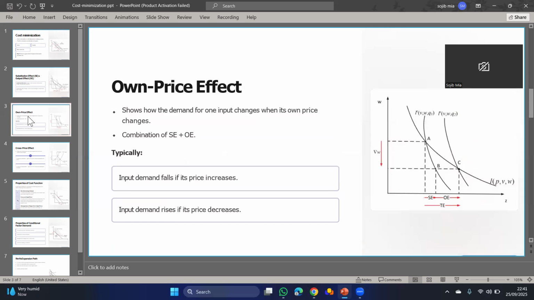Own price effect. This effect combines the substitution and output effects. It shows how demand for one input changes when its own price changes. For example, if the wage of bakers increases, the bakery might demand fewer bakers because they are more expensive and switch to machines. Conversely, if the wage falls, the bakery hires more bakers.